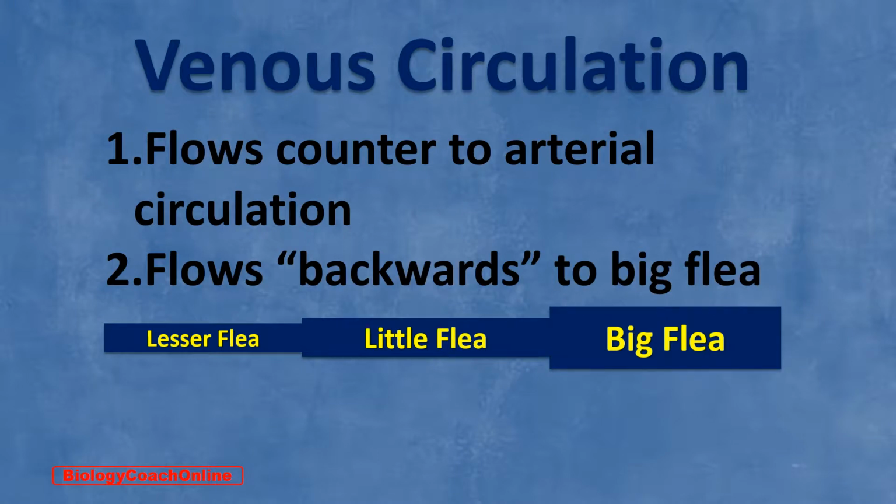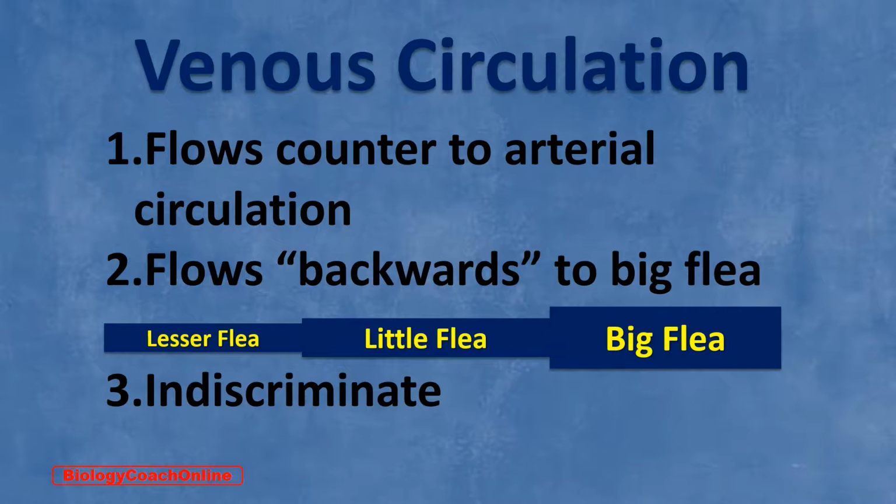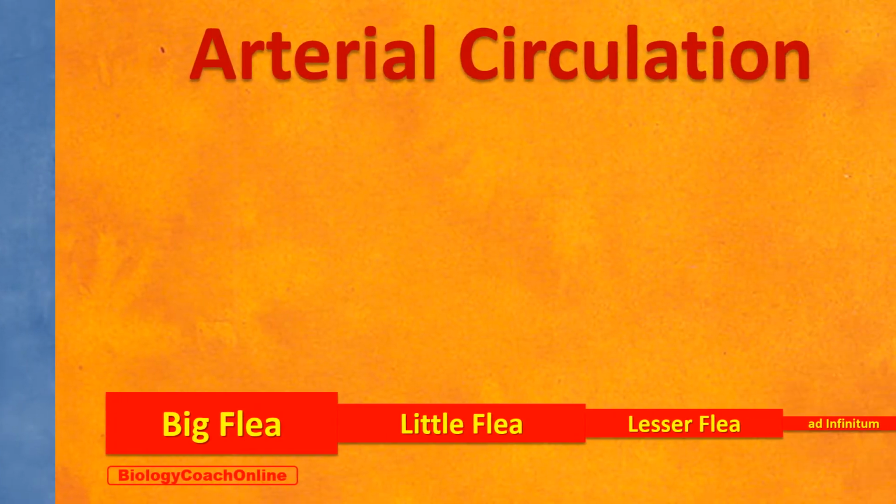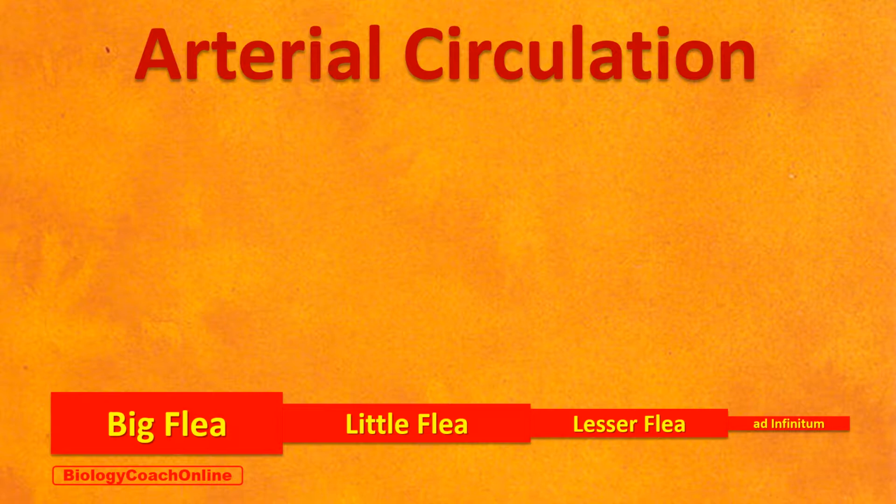Third, whereas arterial circulation is quite specific in its delivery of oxygenated blood, venous circulation is quite indiscriminate. Now, I pondered long and hard to come up with some sort of example to illustrate this last point, so bear with me here. I thought about the delivery of clean water to and the removal of wastewater from your house.